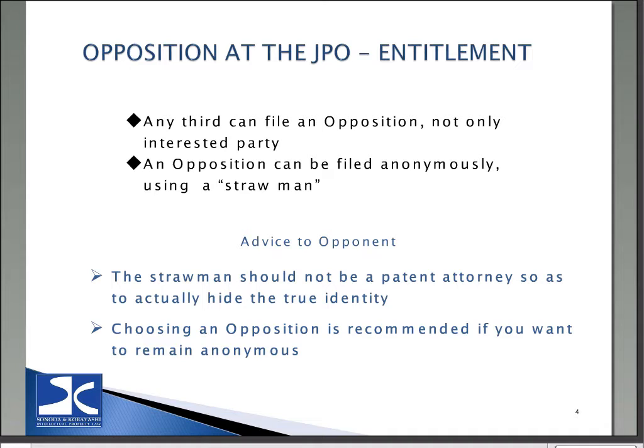So at the JPO also, any third party can file an opposition. Legal interest is not necessary for that. So if you want, you can use a straw man to hide your identity. And there are some advices that we have in connection with this. And when you use a straw man to hide the identity, we recommend that you do not use the Japanese patent attorney you are usually using, because the opponent or the patentee can guess who is behind the patent attorney.